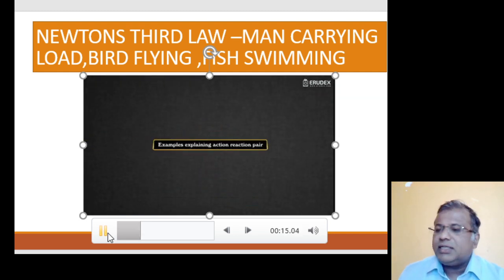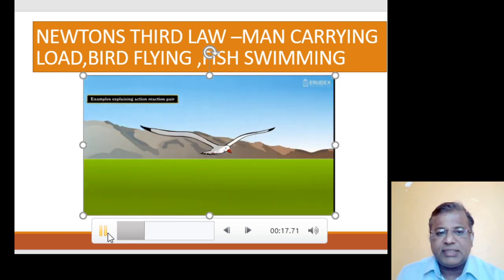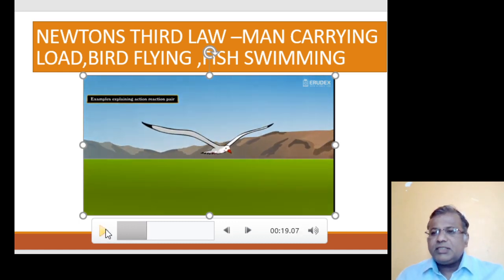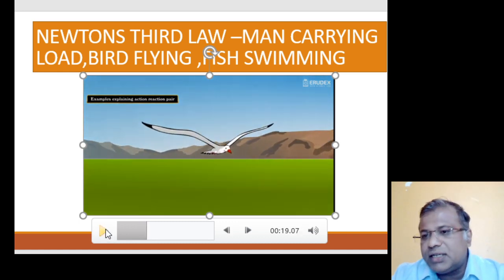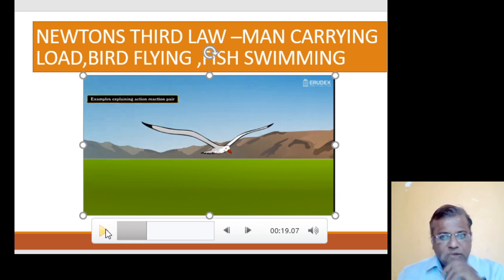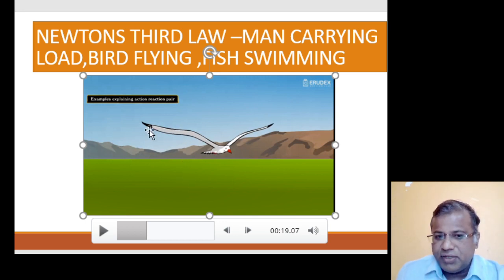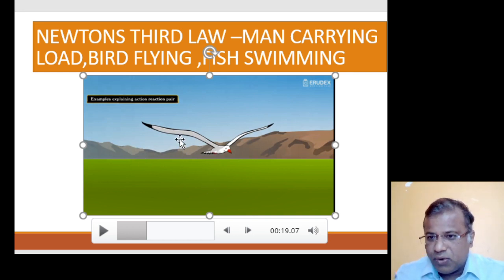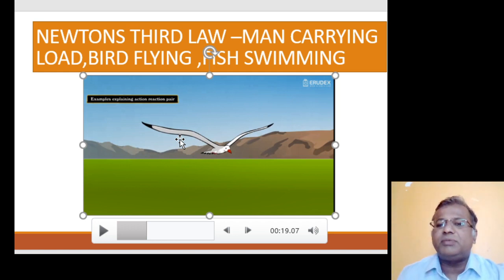Then the next example we will be discussing: say a bird is flying over here. Just think over it. How do you think that Newton's third law is being applied in, or helping it to fly? If you give a small thought to a simple flying of a bird, you see that the wings push the wind. Even if it looks like nothing is there, there is air. So what are these wings doing? They are pushing the air downwards.